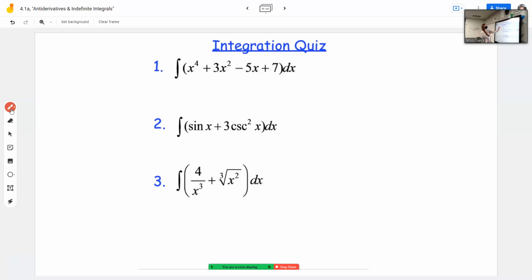Let's go. What do you got? Integral of x to the 4th is? Just say it out loud. What do we got? x to the 5th over 5, right? Plus x cubed, or 3x cubed over 3, which would just reduce, right? x cubed minus 5x squared over 2, or 5/2 x squared, either way, plus 7x, because it's a constant, plus c.